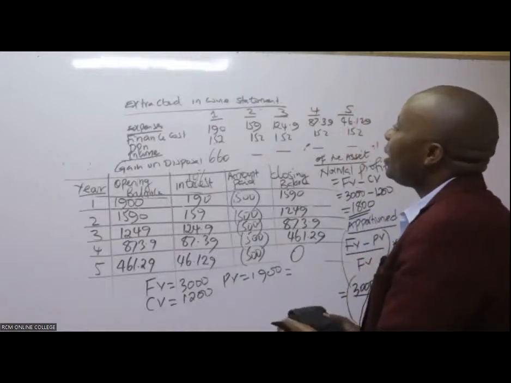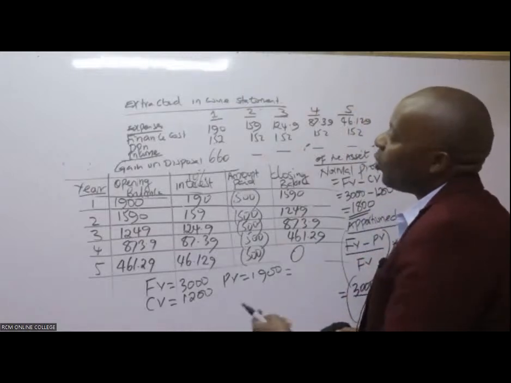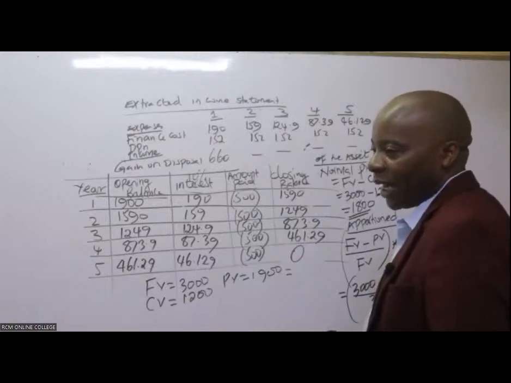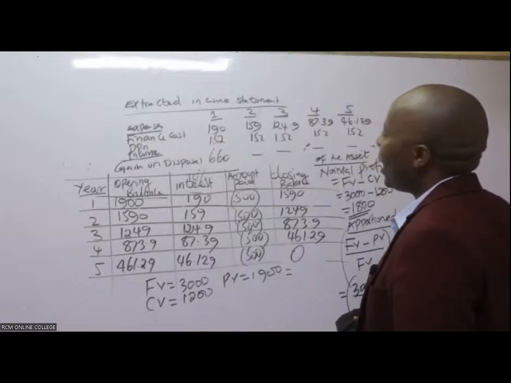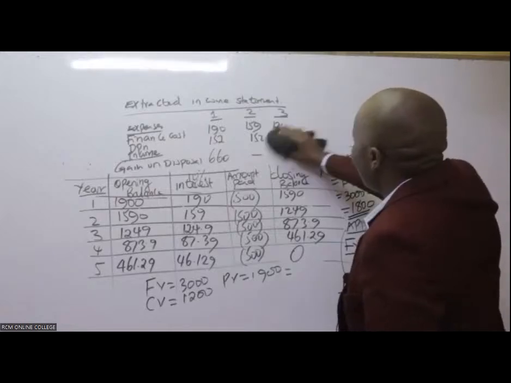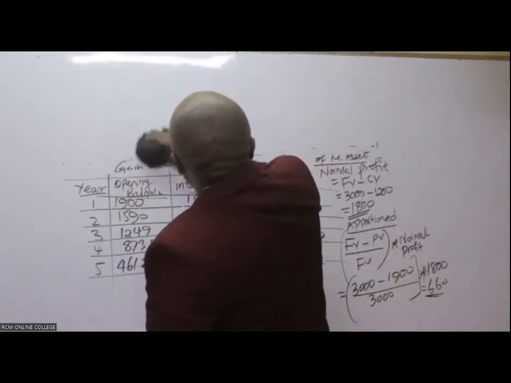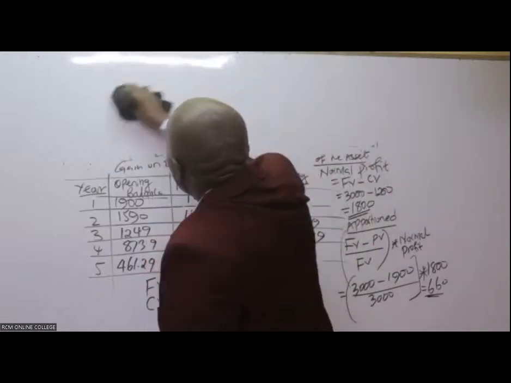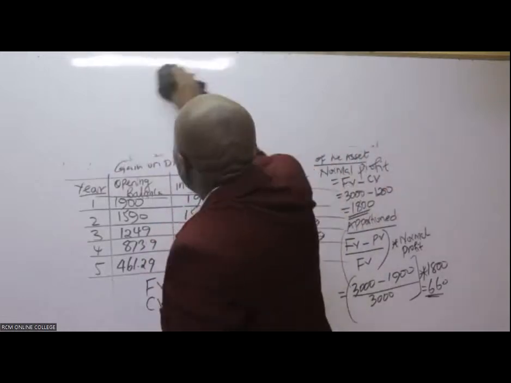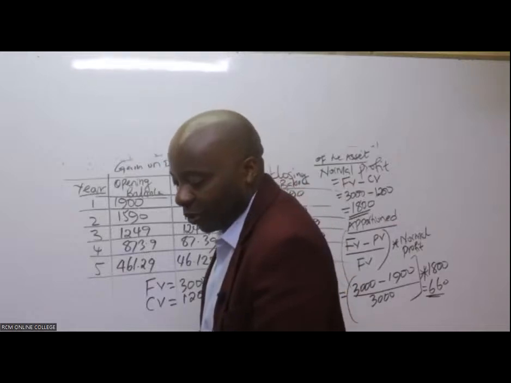So let's look at this from the eyes of the landlord now, the lessor. Remember, the lessor does not own this asset. He has given out the asset, so he cannot depreciate it.